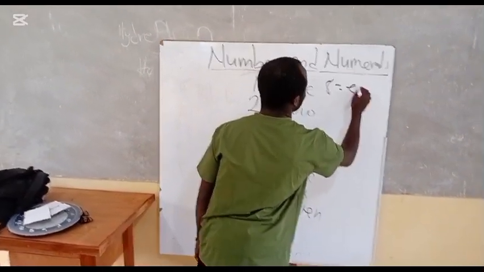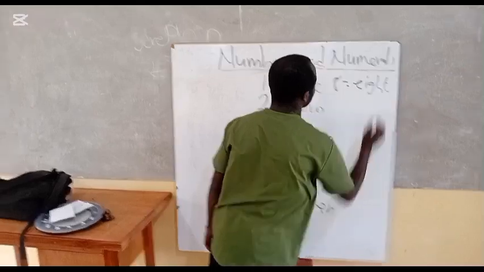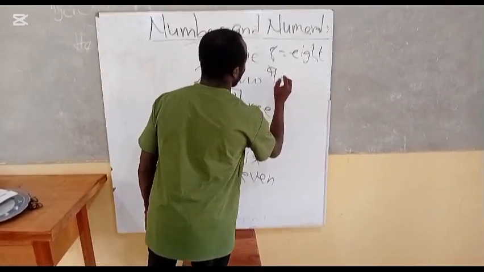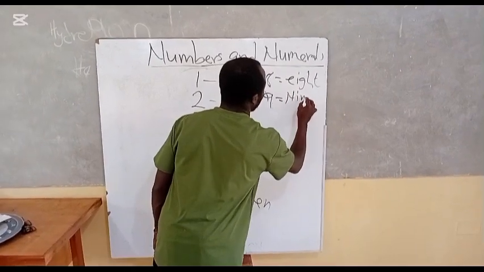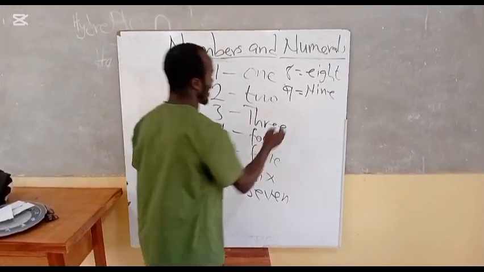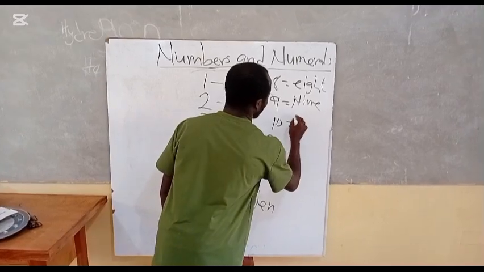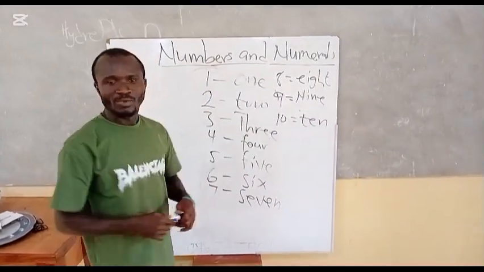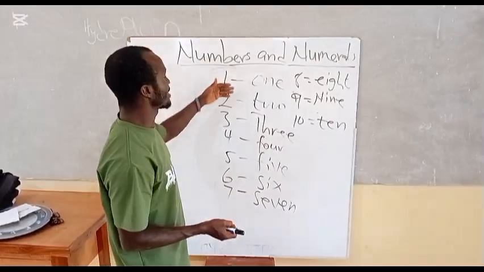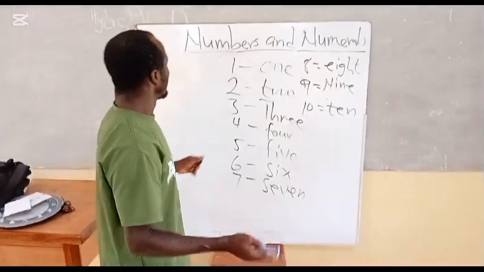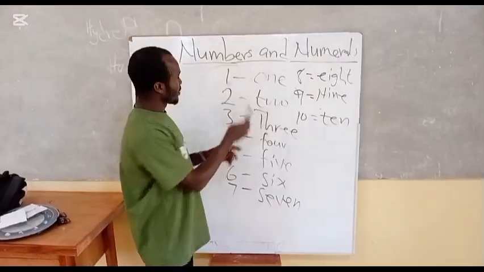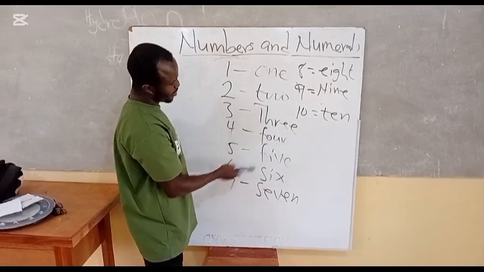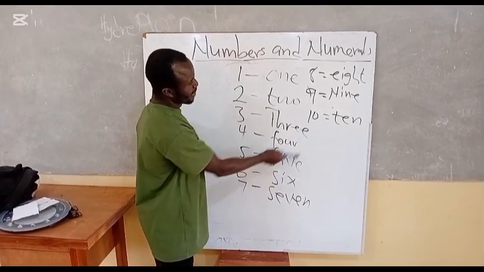8 is written EIGHT. Then 9, sorry. So 9 is written NINE. Then 10. 10 is TEN, 10. So I want all of us to know how to write these numbers, these figures, in their ways before proceeding. So you can see that 1 is this, 2 is written this way, 3 is written this way, 4 is written this way, up to 10.